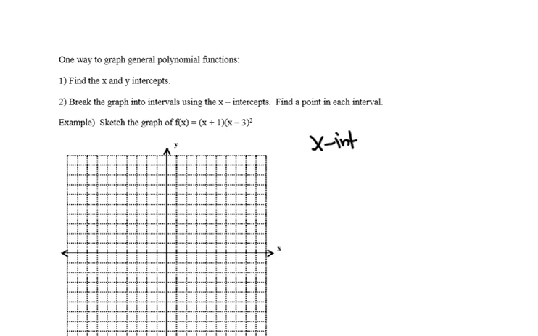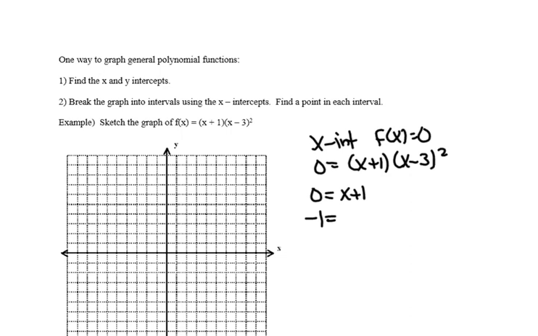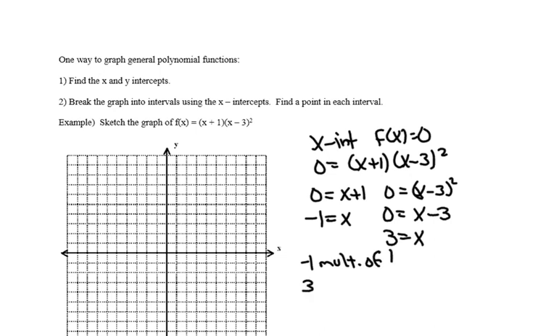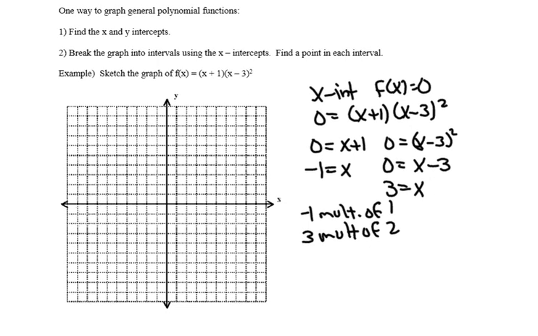We know with the x-intercepts, we know f of x is 0. So it's this. All right, so again, I can separate. So again, -1 multiplicity of 1 and 3 multiplicity of 2. I'm going to get into the habit of writing that out for us.